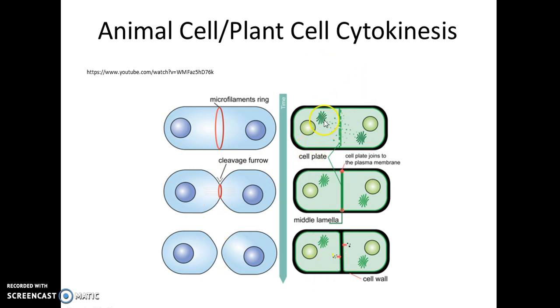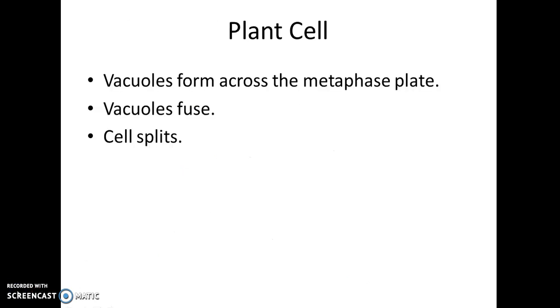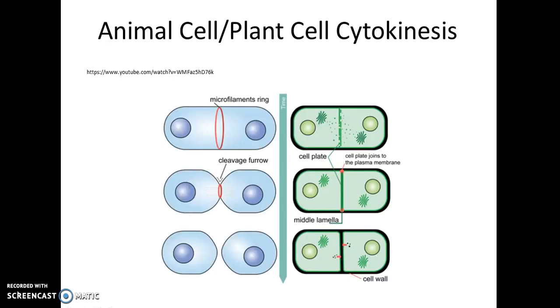Now, notice the plant cell can't do that because the plant cell has a cell wall surrounding it. So plant cells cannot divide the same way. So how do the plant cells do it? Well, let's go over how plant cells divide. Here we go. Vacuoles form across the metaphase plate. The vacuoles fuse and the cell splits. It's right here. Vacuoles are forming across, they fuse, and now the cell has divided.